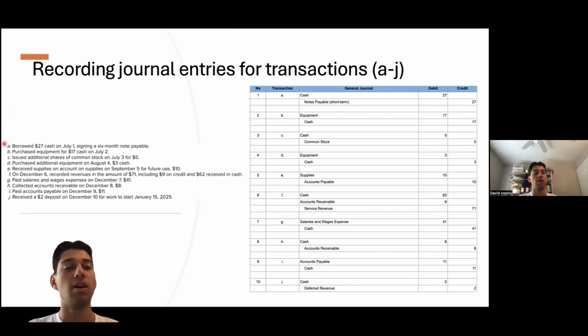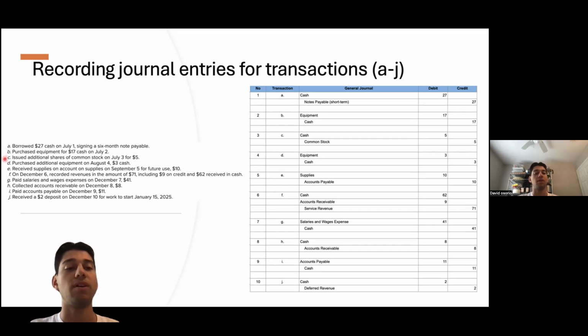And then we go on to letter B, we purchased equipment for $17 cash on July 2nd. And we have right here on our journal entry, since equipment is an asset on the left side of the accounting equation, we debit equipment, increasing that account. And since we're paying out cash, we're going to credit that account, since a credit decreases the cash account. So we're going to debit equipment 17 and credit cash 17.